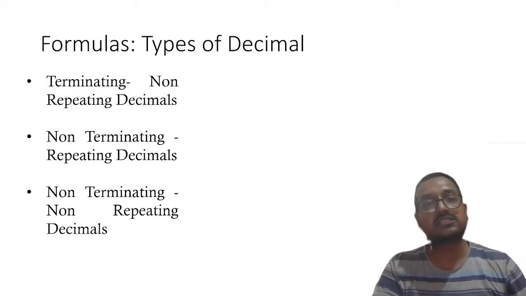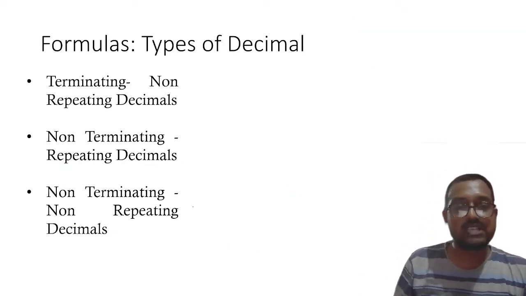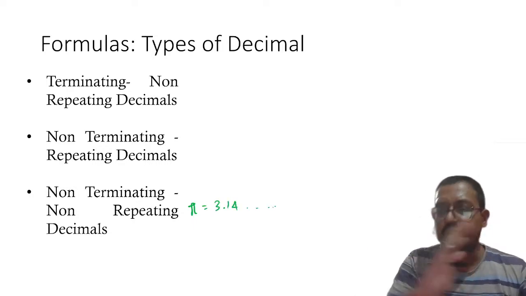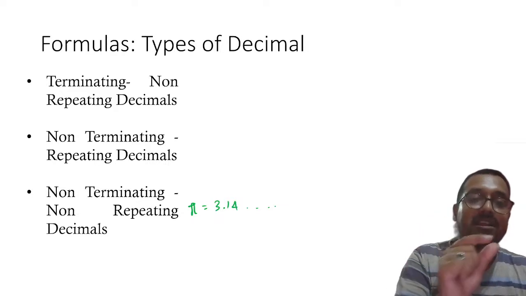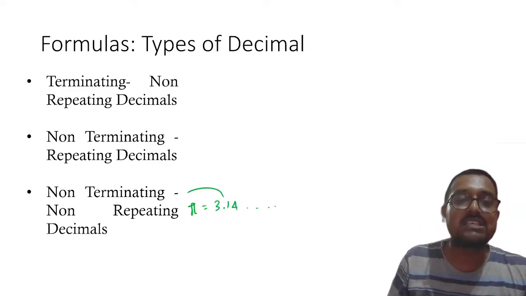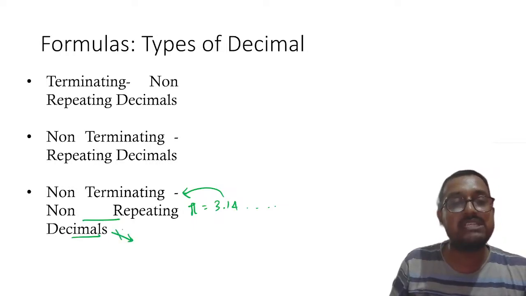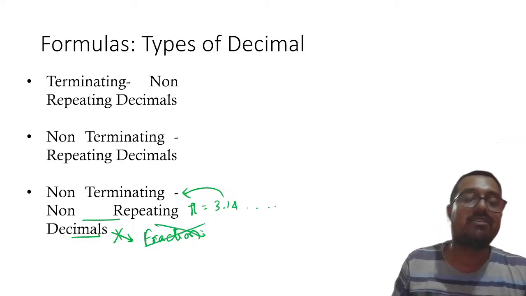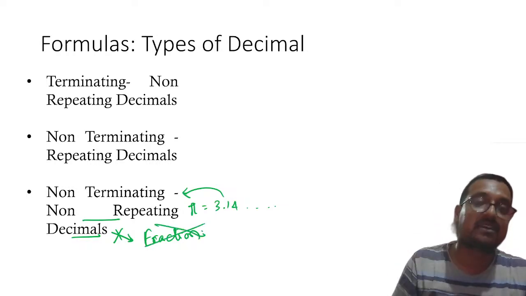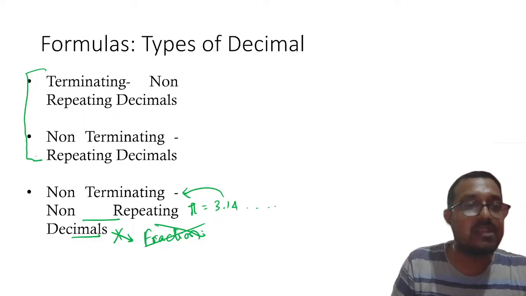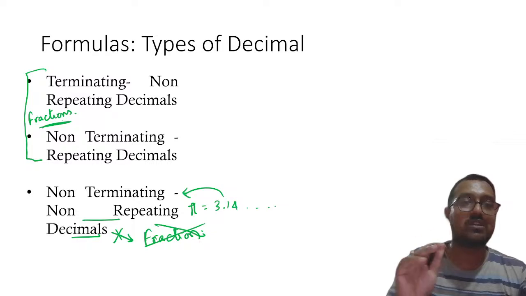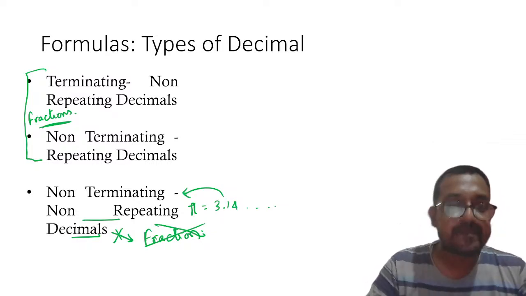Now you will find that there are some other decimals as well. For example, pi. Pi is 3.14 and so on up to infinite, and nowhere will any pattern repeat itself. So these kinds of decimals are called non-terminating, non-repeating decimals. These can never be changed into fractions. So please remember this thing. These two can always be represented as fractions. Understood? Understood the difference as well?